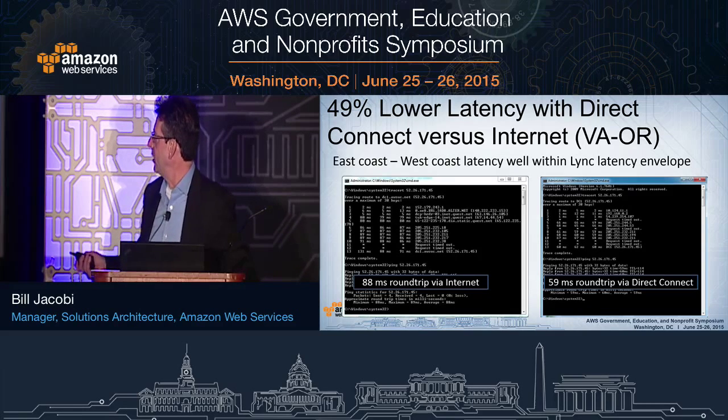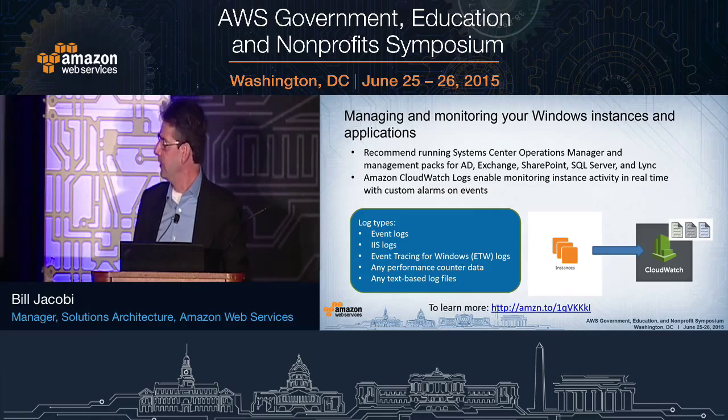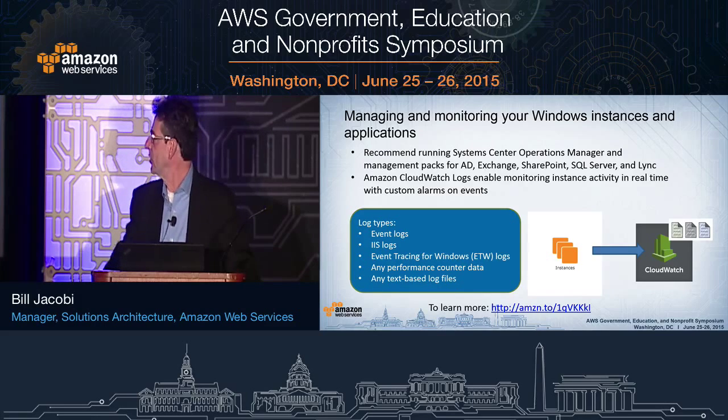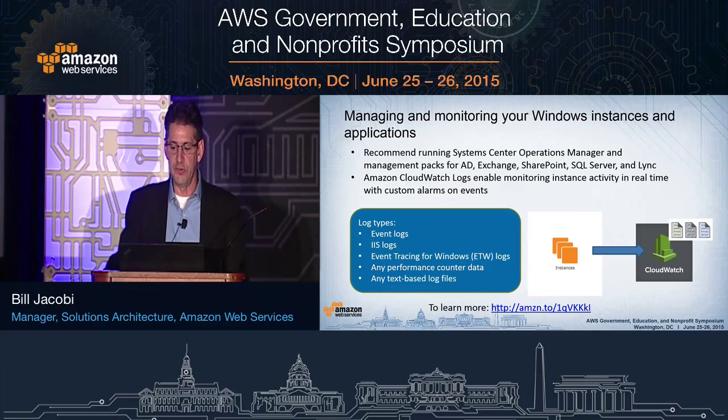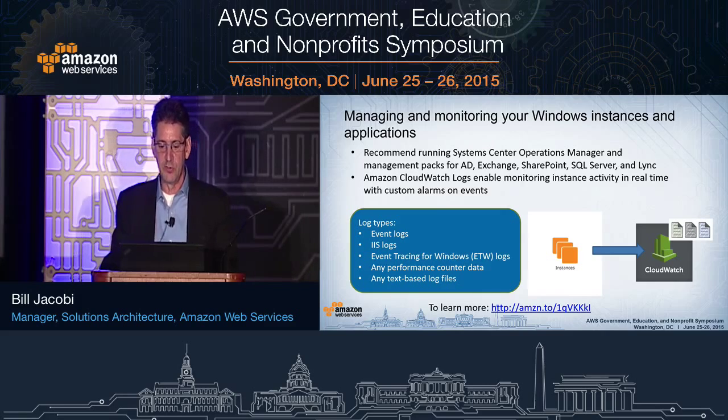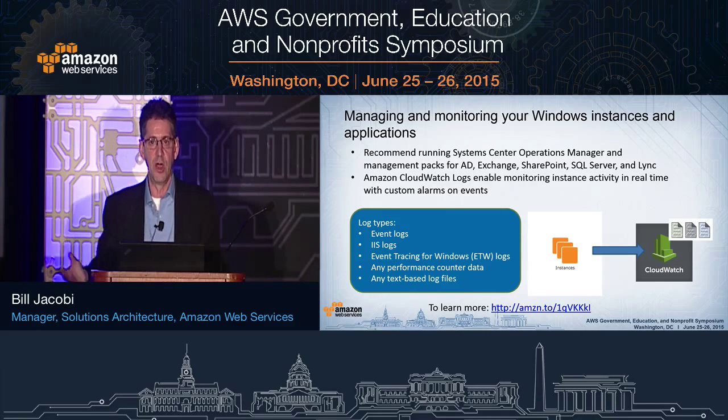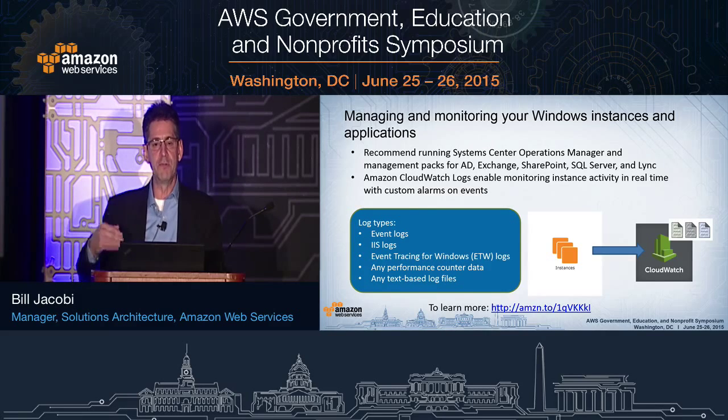Okay, so that's Direct Connect. And I wanted to just mention a couple words about managing and monitoring Windows instances and your Windows servers. So we recommend running System Center in AWS. SCOM, System Center Operations Manager, runs great. There are management packs for all the servers that you see listed here. These management packs give you an in-depth view. Microsoft has done a great job of providing way beyond perfmon counters for what's really happening in these servers.